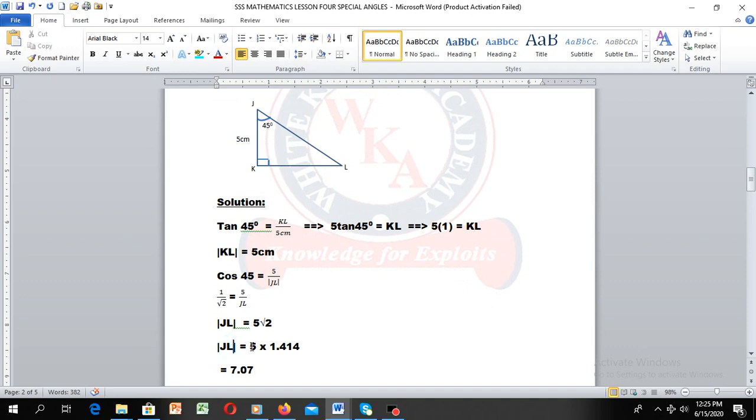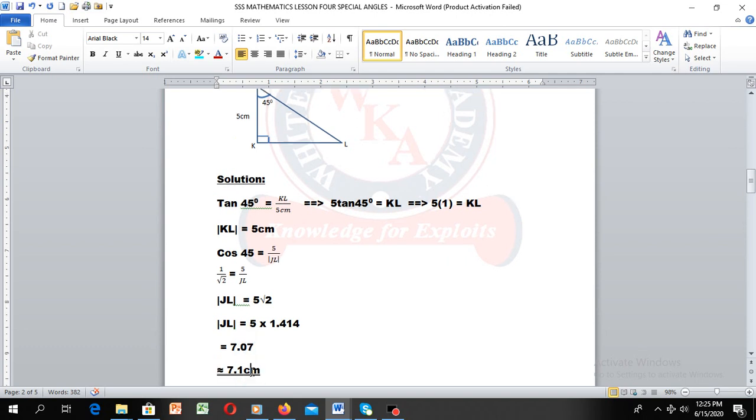And therefore, JL will be equal to 5 times the square root of 2, which is approximately 1.414. When you press your calculator for the square root of 2, it will give you 1.414 to 3 decimal places. And then when you multiply 5 by 1.414, you get 7.07 or 7.070. And we approximate it to 1 decimal place.